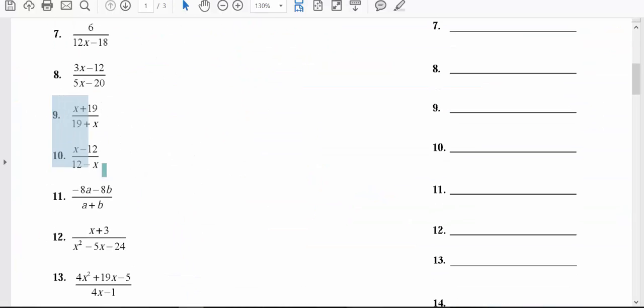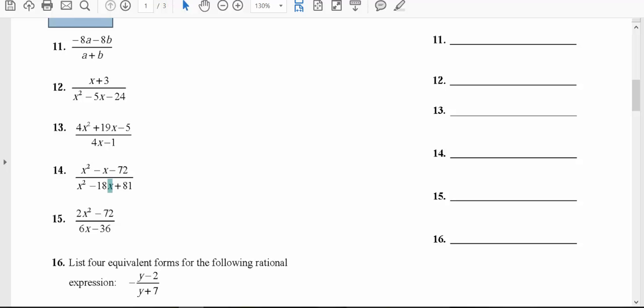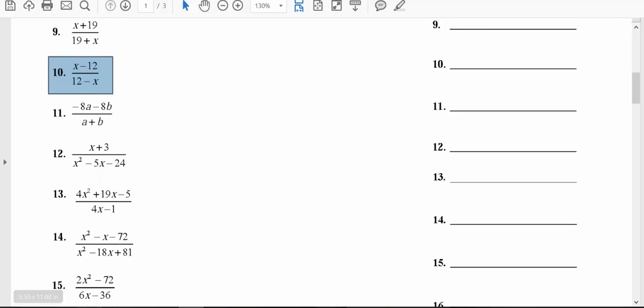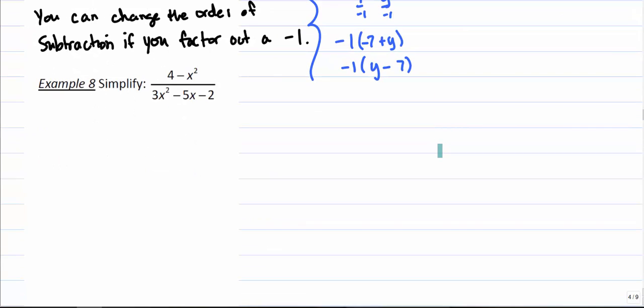Look at 9 and 10 here. 9 is addition, so you should be easy on that. But number 10 is exactly like the example I just did. In fact, I think that's the only one there. Okay. Last one for this homework.